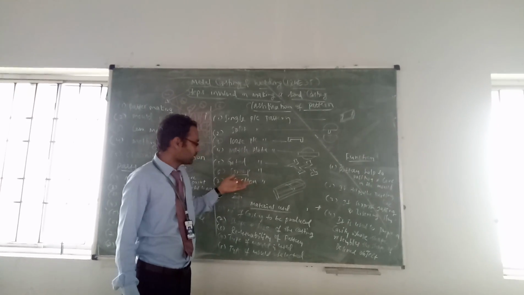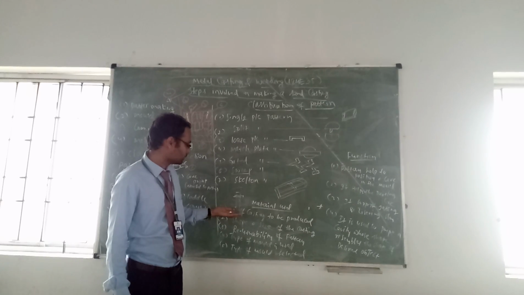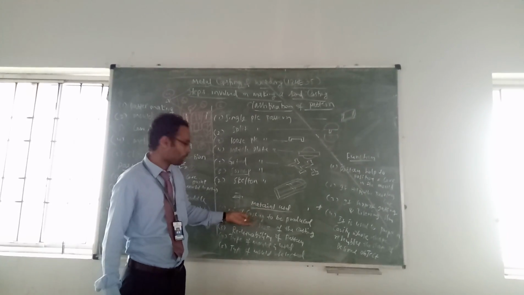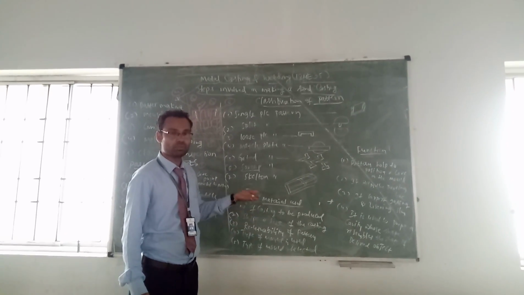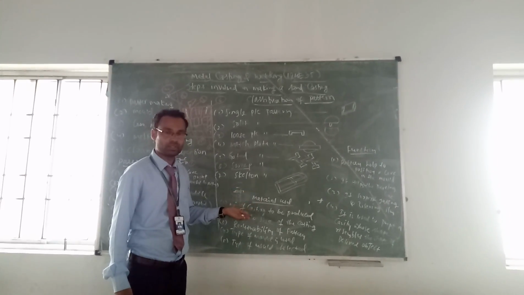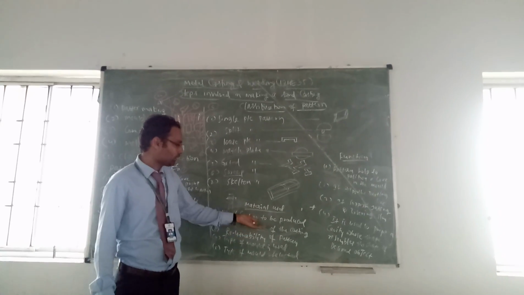Next thing, what are the factors for selecting the material used for making the pattern? First, think about the number of castings to be produced, how many castings we want. Based on that you have to select the pattern. Next, the shape and size of the casting: how much shape you want, that much pattern you have to take. And reusability of the pattern: once the pattern is purchased, it should be repeatable, so it is useful for benefit also.